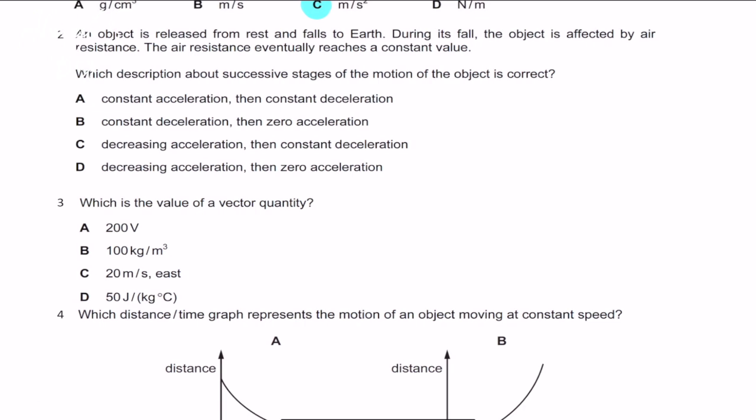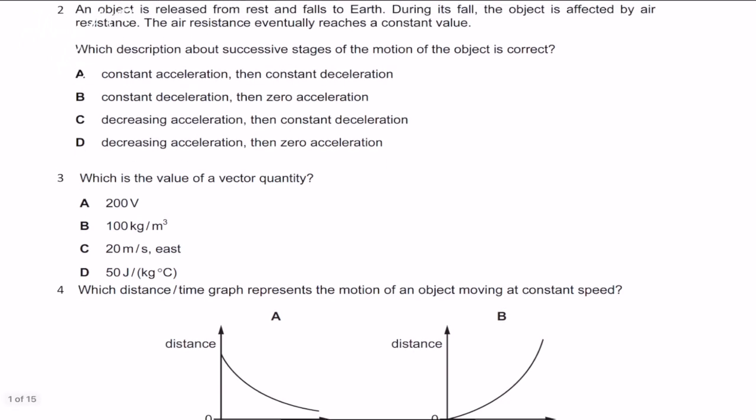The question says the air resistance evidently reaches a constant value after some time. And remember, when we study forces, we will mention that the air resistance will be equal to the weight of the body after some time. And this is what we call the terminal velocity in this case. Which description about the successive stages of motion of the object is correct?